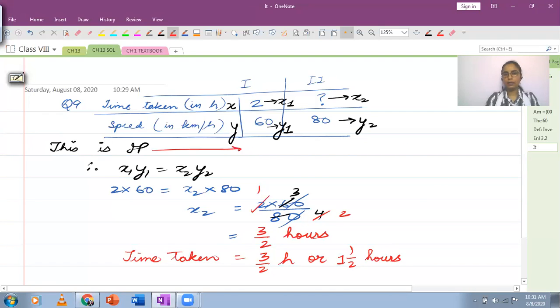And if you want to explain how this is inverse proportion, you can write down: speed is increased, time will reduce or decrease.